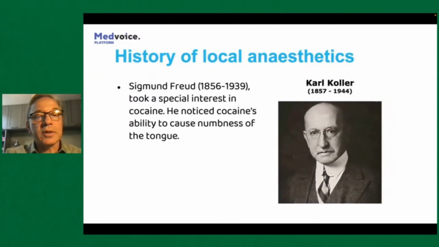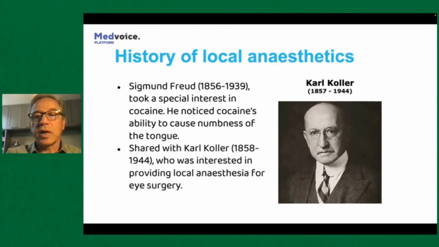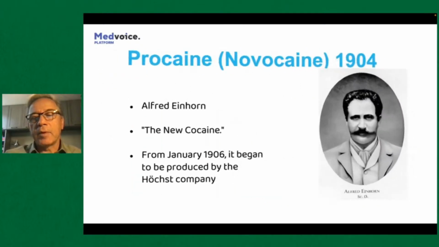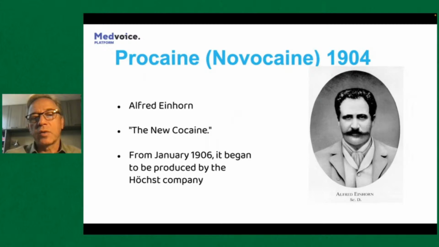And then it was a very famous Dr. Sigmund Freud who took a special interest in cocaine, noticed cocaine's ability to cause numbness on the tongue, and shared this knowledge with Karl Köhler, who was interested in providing local anesthesia for eye surgery, and it was him who introduced cocaine drops into the eyes for extracting cataracts. But not until 1904, when Alfred Einhorn synthesized procaine, known under the commercial name Novocaine, new cocaine, did the real era of local anesthesia begin.